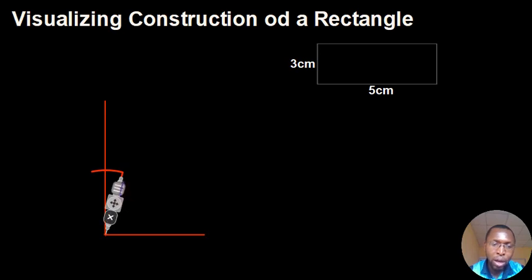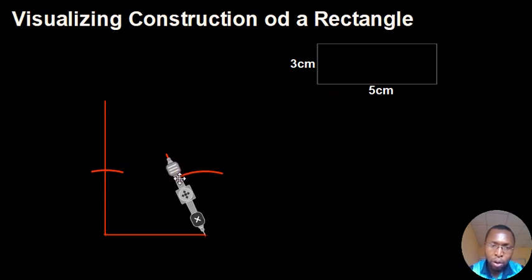So all I need to do now is take it away from there. I'm taking it to the other edge of the line. Okay. And again, I'll come here and make another arc like this. See that? Then I will now adjust my compass to 5 centimeters, the length again.